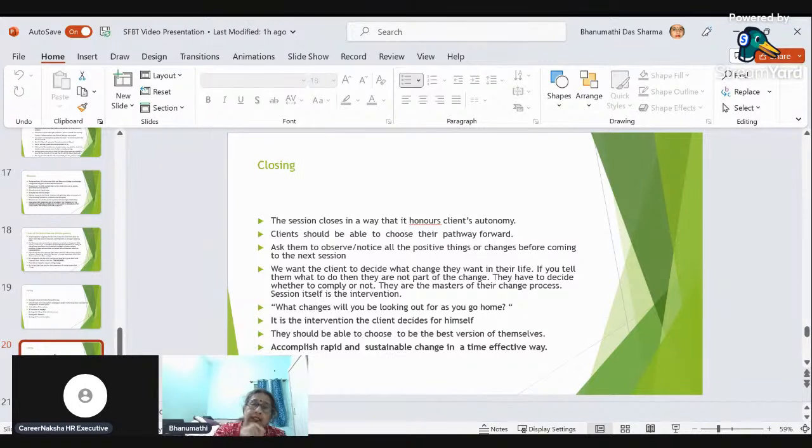And session itself is the intervention, not like 8 to 10 sessions you need for the intervention like in other therapies.